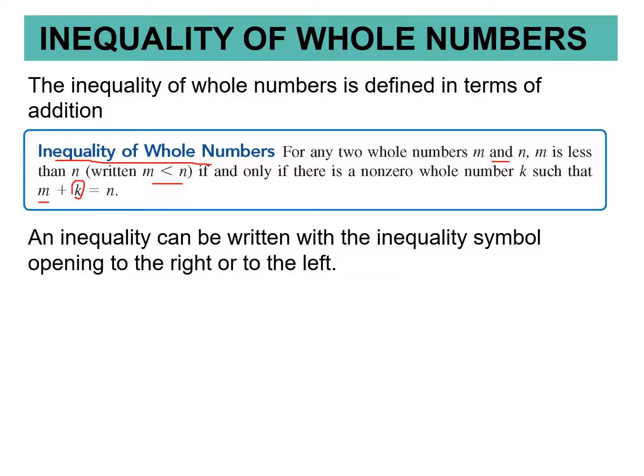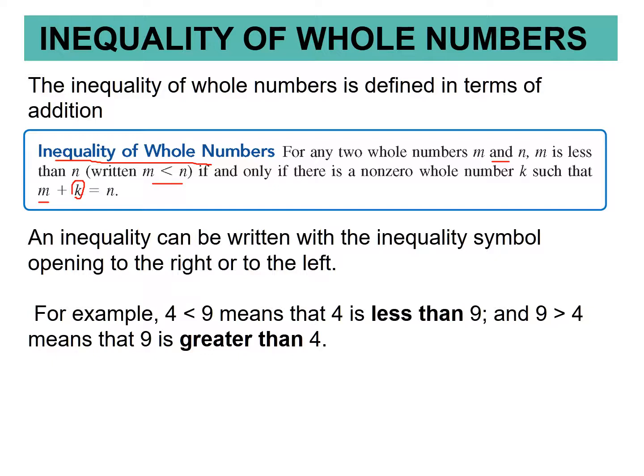Now an inequality can be written in either direction depending on what you're trying to say. So 4 is less than 9. Okay, so this is the less than. This is the greater than sign. So I could write this inequality as 9 is greater than 4. Either one is true.